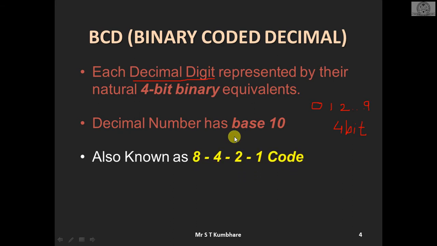It is also known as 8421 code. BCD code is also known as 8421 code. Why 8421 code? Because we are going to represent these decimal digits in 4-bit form. Whenever we say bit, it has a base 2. So starting from 2 raised to power 0, then 2 raised to power 1, then 2 raised to power 2, and then 2 raised to power 3. I have written this much only because I want to represent each digit in 4-bit code. Now 2 raised to power 0 is 1, 2 raised to power 1 is 2, 2 raised to power 2 is 4, and 2 raised to power 3 is 8. That's why it is called 8421 code. Got it?